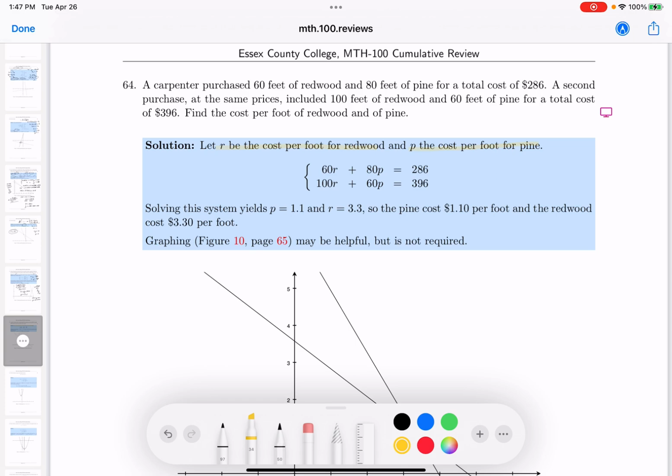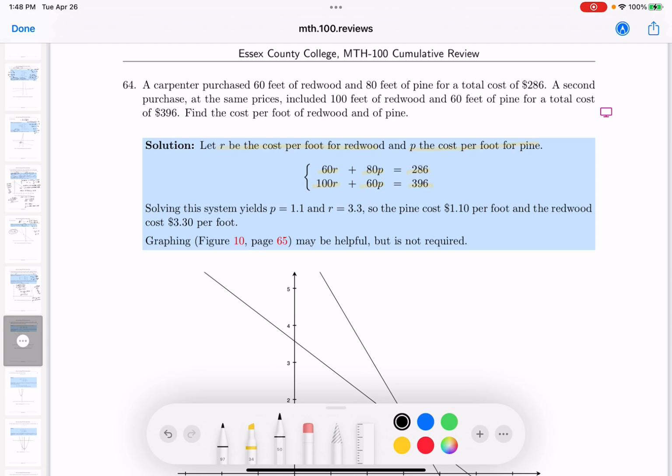A carpenter purchased 60 feet of redwood, that's 60R, and 80 feet of pine, 80P, and he spent $286. The second purchase at the same prices, by the way, included 100 feet of redwood, that's 100R, and 60 feet of pine, which would be 60P, and he spent $396. What I would recommend here is use elimination. Let me go through that with you.